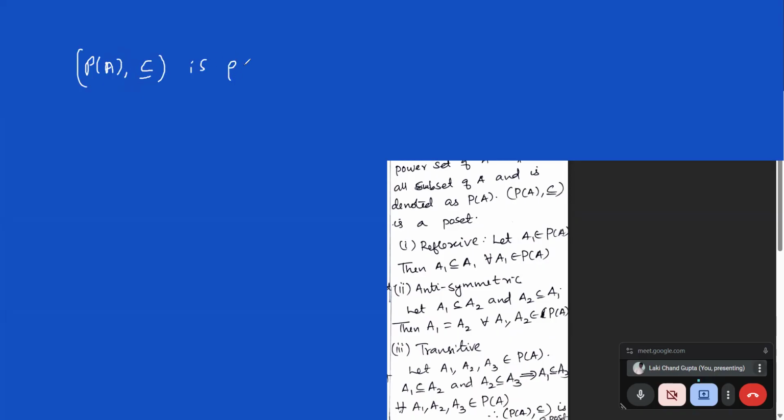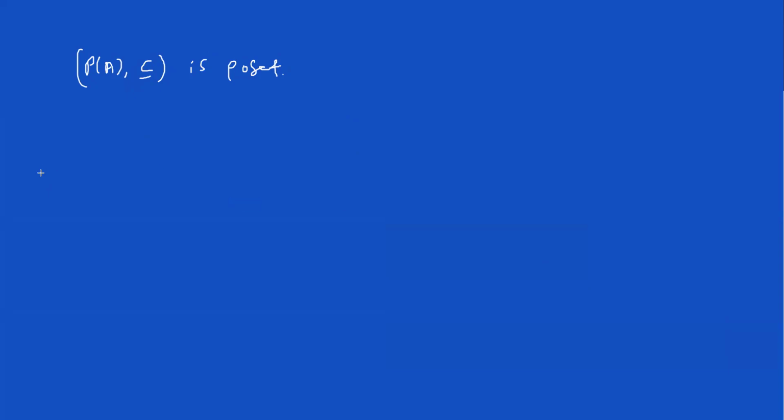Is a Poset. How will you prove this? Why is this a Poset? Let's suppose A is equal to {A, B}. You can take any value, any set. Okay. Power set is what? Phi, {A}, {B}, and the set itself. Right?